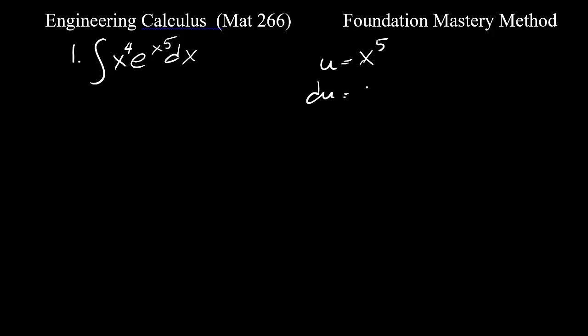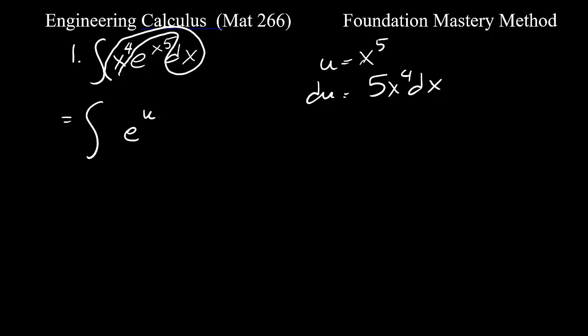Then du will equal 5x to the fourth dx. So now if we make the substitution, we'll have the integral of e to the u. And if we look at what's remaining, we'll see that we need to express x to the fourth dx in terms of du. So in this case, x to the fourth dx is just 1/5 du. So now if we make the substitution, we'll replace x to the fourth dx by 1/5 du.